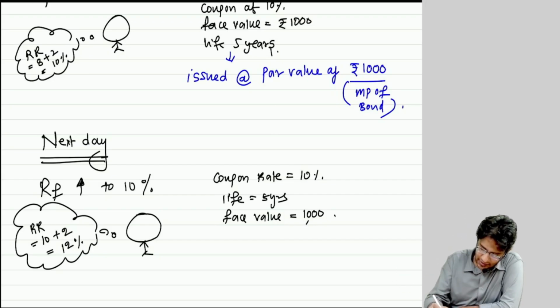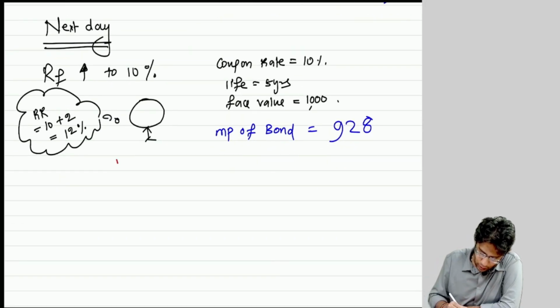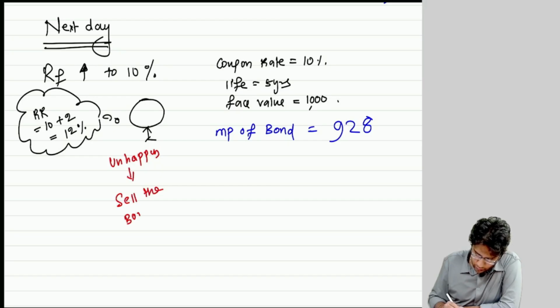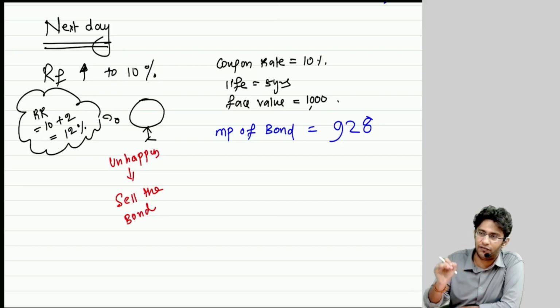Now what happens? If you compute the price, the market price of the bond fell down to 928. Now why did it fall down to 928? Now this unhappy boy will try to sell the bond. You purchased it yesterday for 1000. Today if you try to sell it for 1000, nobody buys. 970, nobody is buying. 950, nobody is buying. 930, nobody is buying. 928, one fellow will enter and buy the bond at 928.